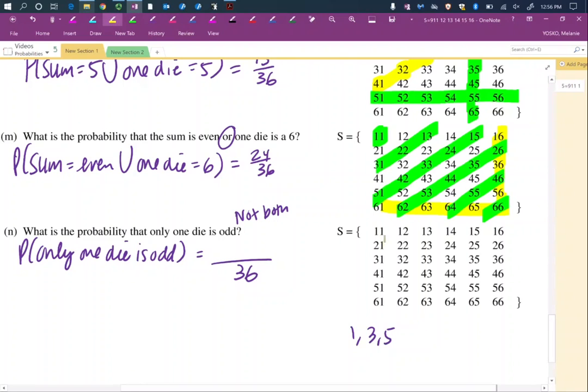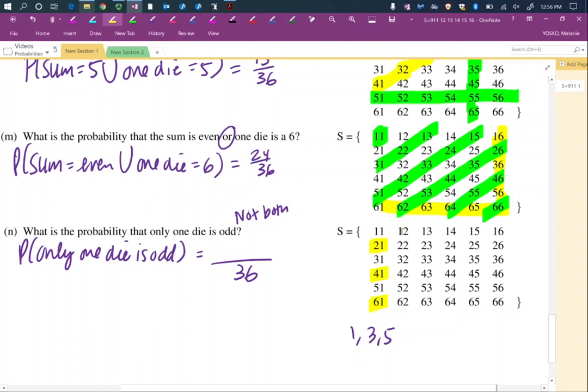Okay, so let's just look at this one right here first. We know that there's a 1 for the second die. Okay, so it can't both be odd though. So we can't use 1, 1 because they're both odd. We can use 2, 1. Can't use 3, 1. We could use 4, 1 and 6, 1. Okay. So that only one die is odd.